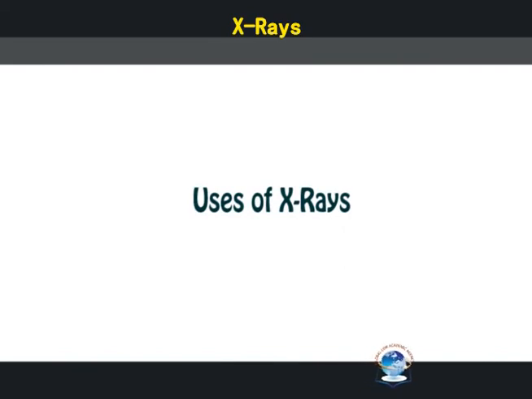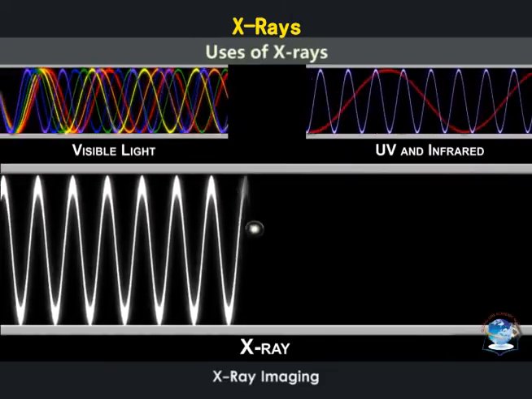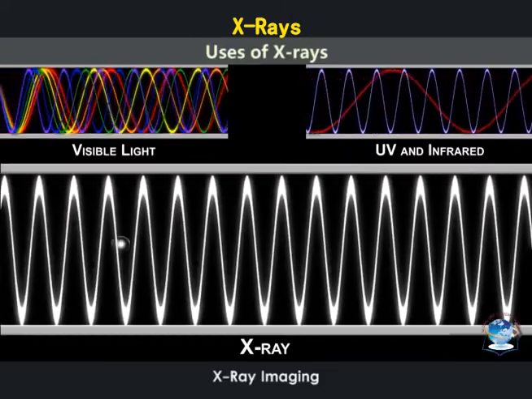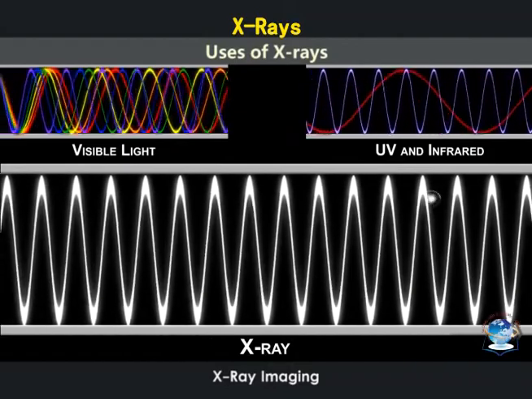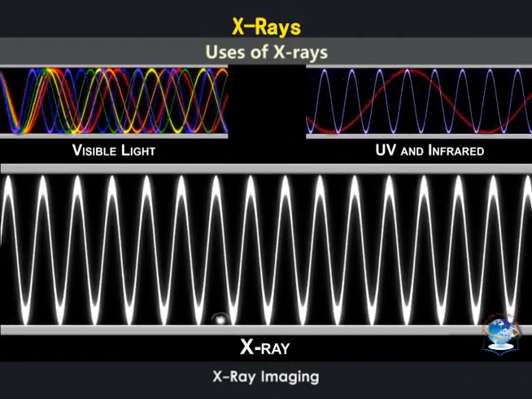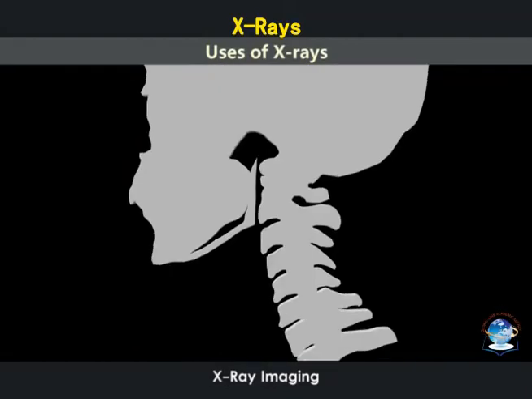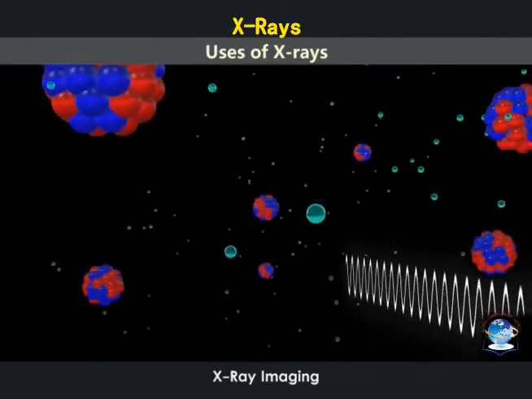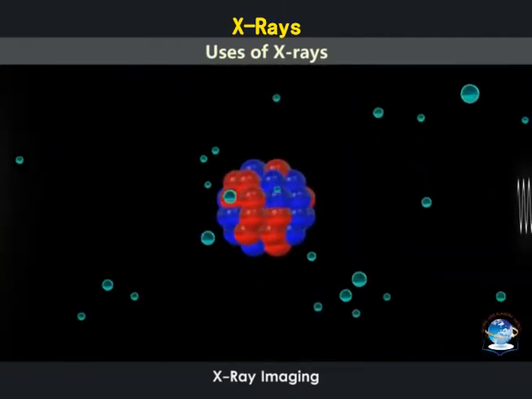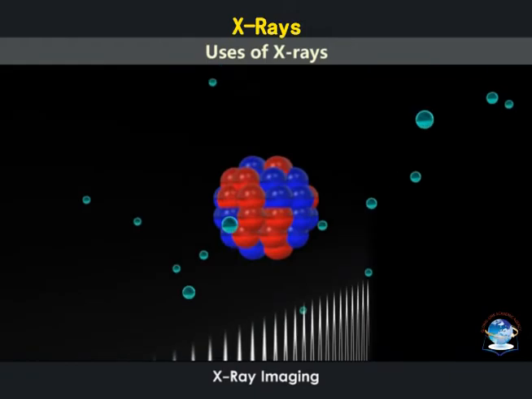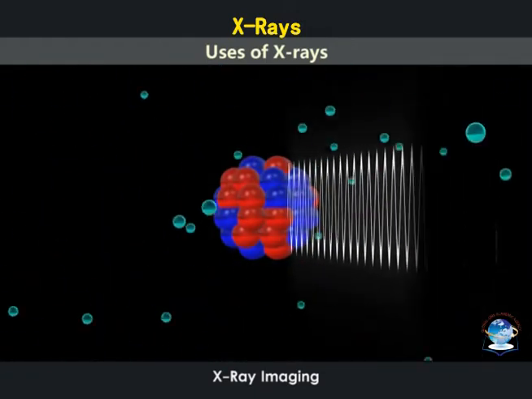Let's talk about the uses of X-rays, and we start with X-ray imaging. X-rays have very short wavelengths and, unlike visible light, are able to pass through most tissues in the human body. Since bones contain calcium, which is denser than other tissues, they are able to stop some of the X-rays and can thus form a shadow.